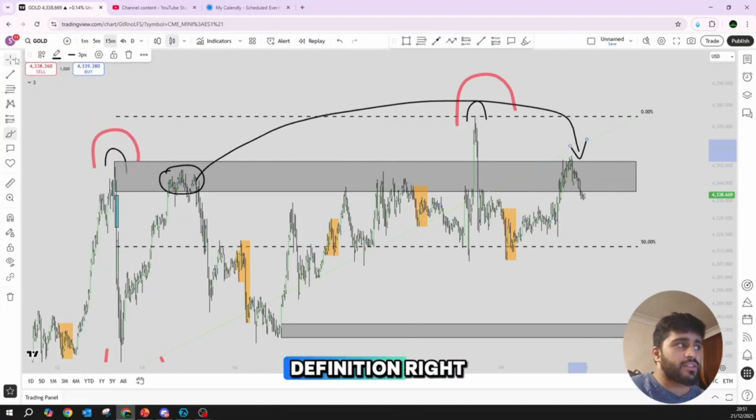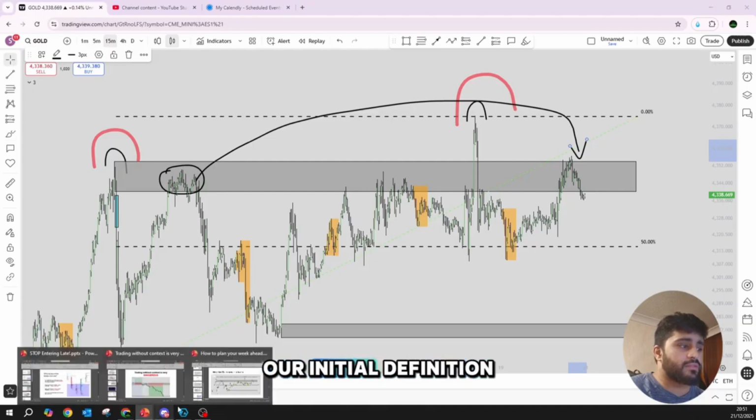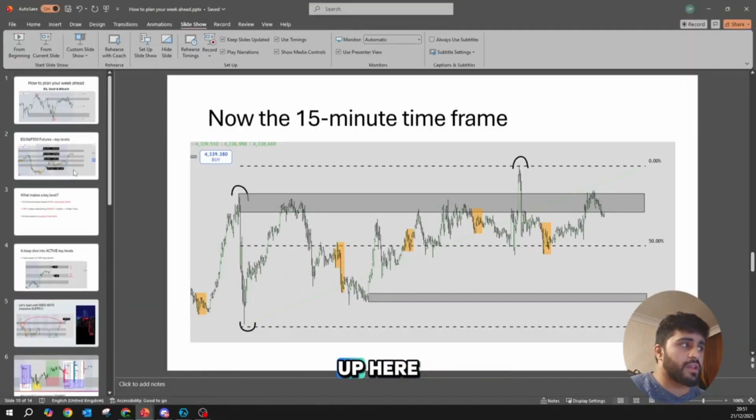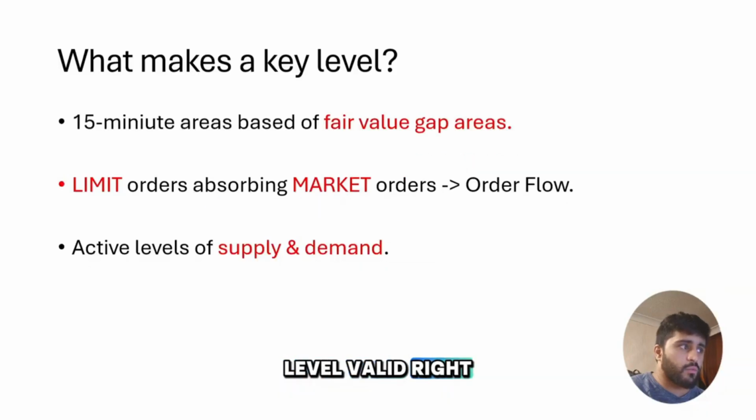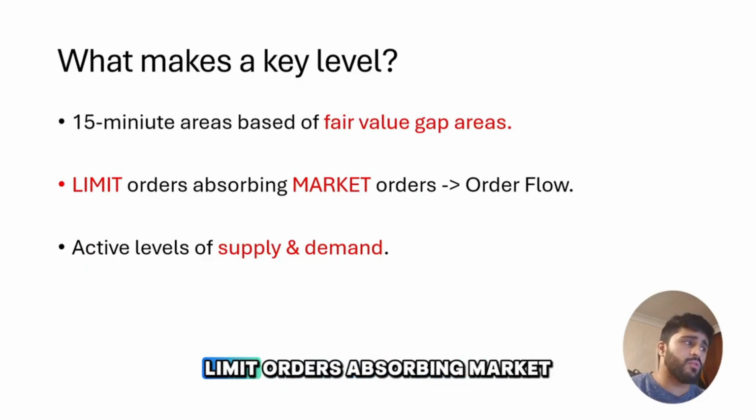Going back to our definition, right? Let's go back to our initial definition. So we had our definition all the way up here. What makes a key level valid? Right, what makes a key level valid? 15-minute fair value gap. You want to see limit orders absorbing market orders, right?